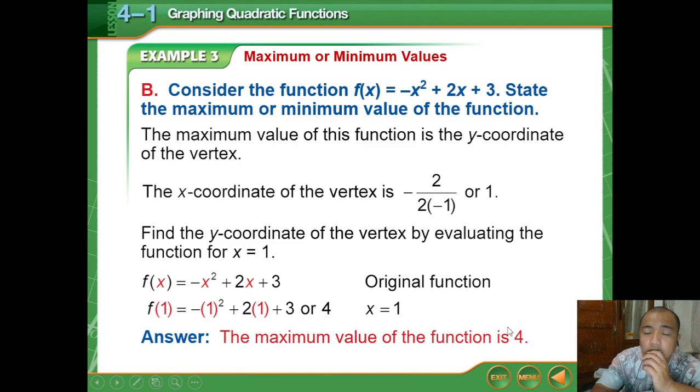So the y-coordinate of the vertex is the maximum value of the function, while the x-coordinate of the vertex is actually the axis of symmetry.